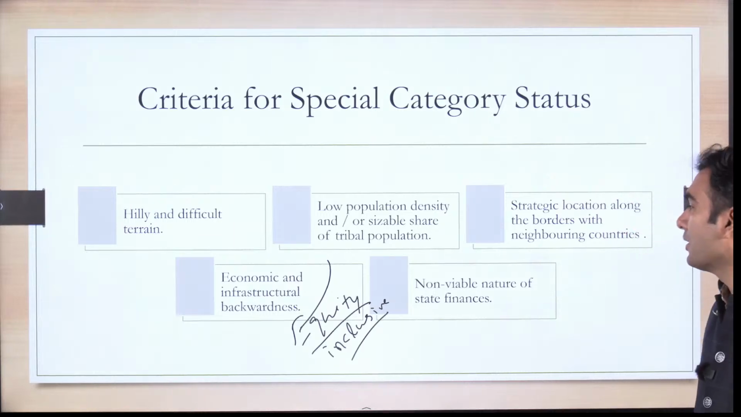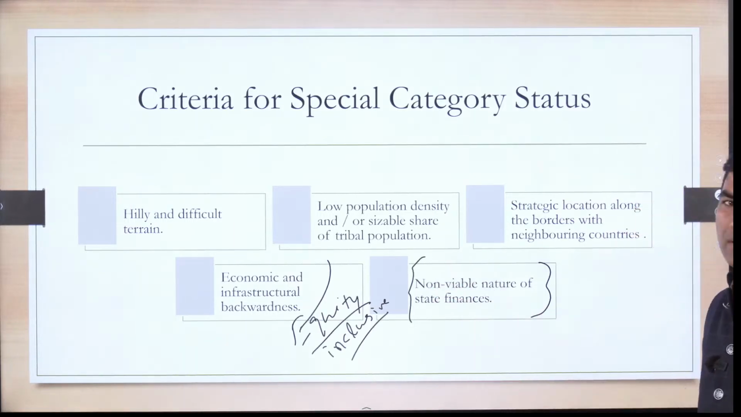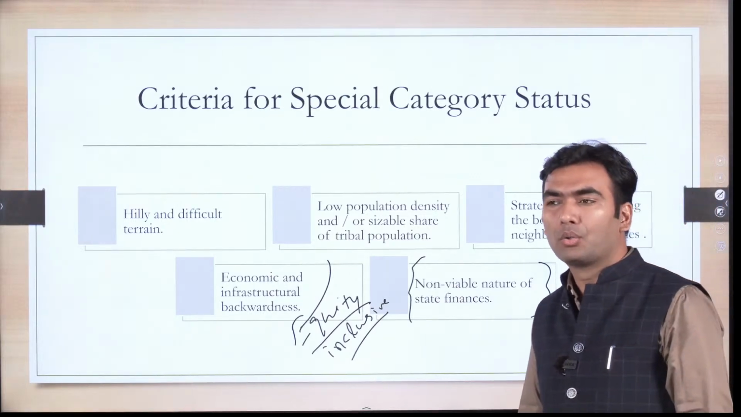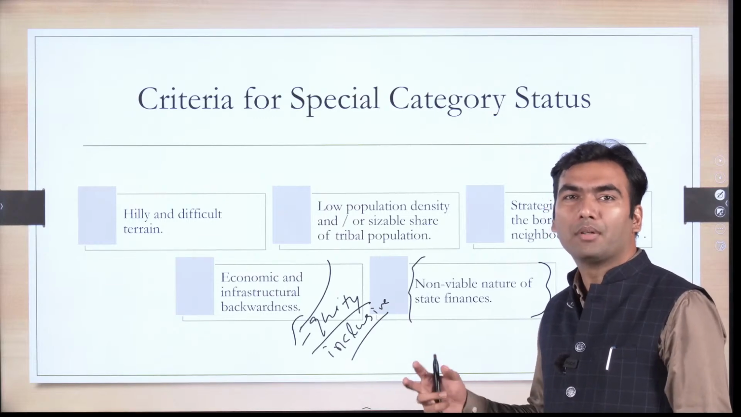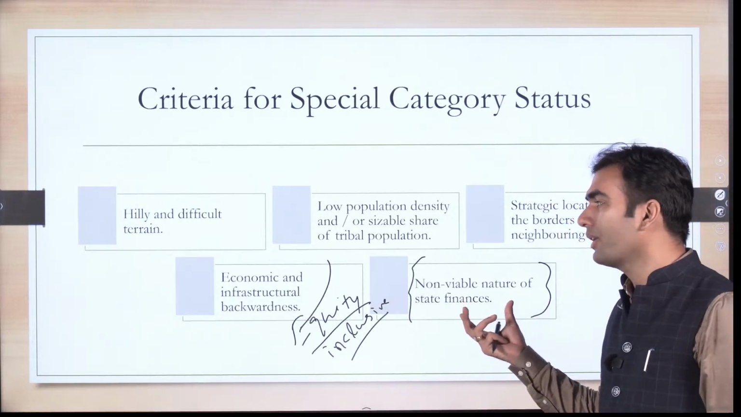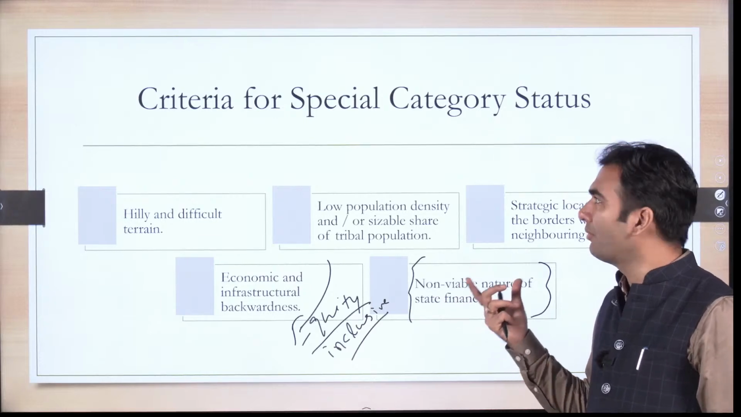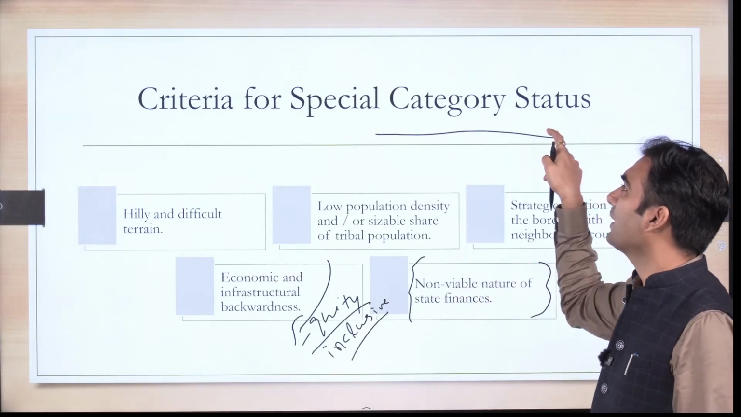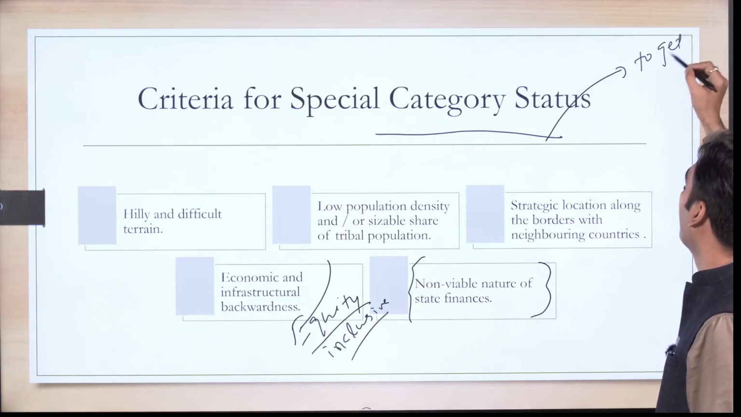And the last is the non-viable nature of state finances. Like a state is not able to generate enough money, for whatever reason, for its own capital expenditure or its own source of income. So if a state is not able to create its own source of income, it should be helped by the Center through more funding. So the whole purpose of a special category status is to get funding.